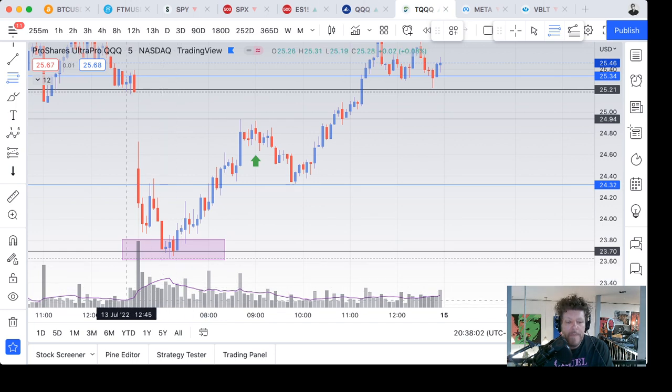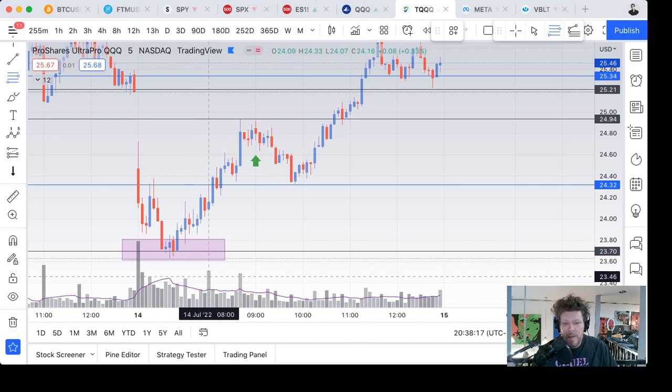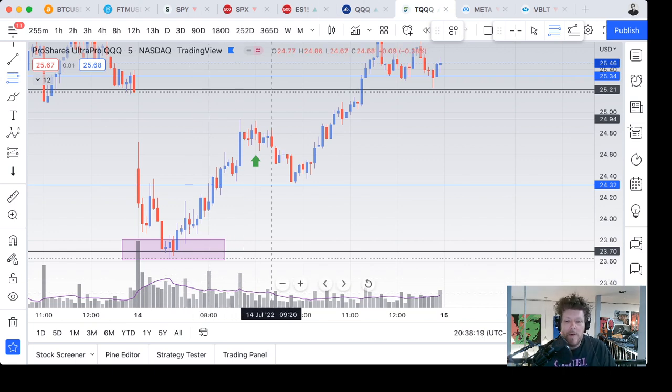You can see this purple line too gives me the average volume. So I'm looking for volume bars that break above the purple line. That gives me above average volume, like this one, like this one, like this one. If it's below the purple line, I would say that's below average volume.